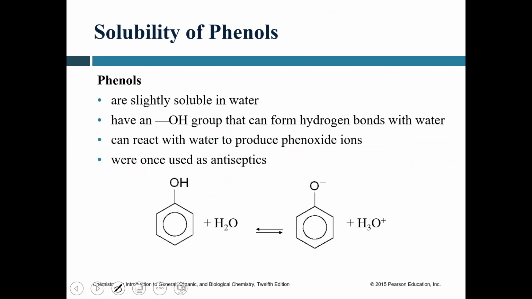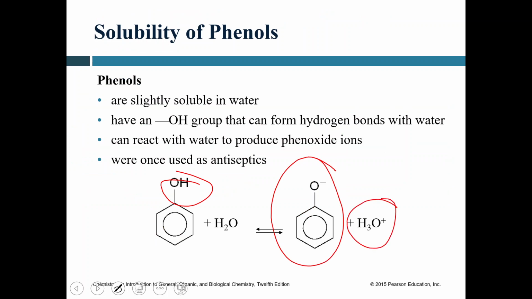Now phenols are slightly soluble in water. They have a polar hydroxyl group. It can form hydrogen bonds with water. Actually, phenols can give a hydrogen away, producing so-called phenoxide ions and hydronium ion. Phenols were widely used as antiseptics. The solutions of phenol in water were called carbolic acid.